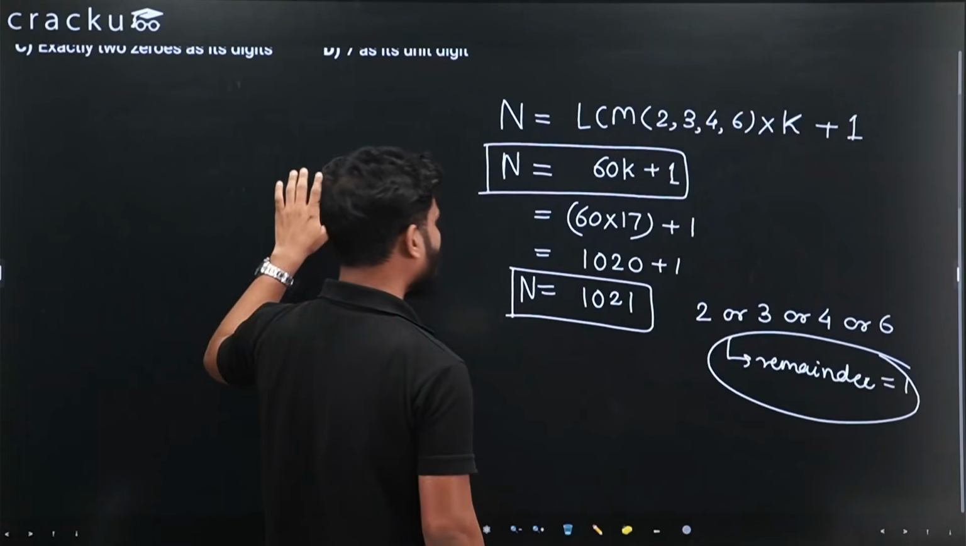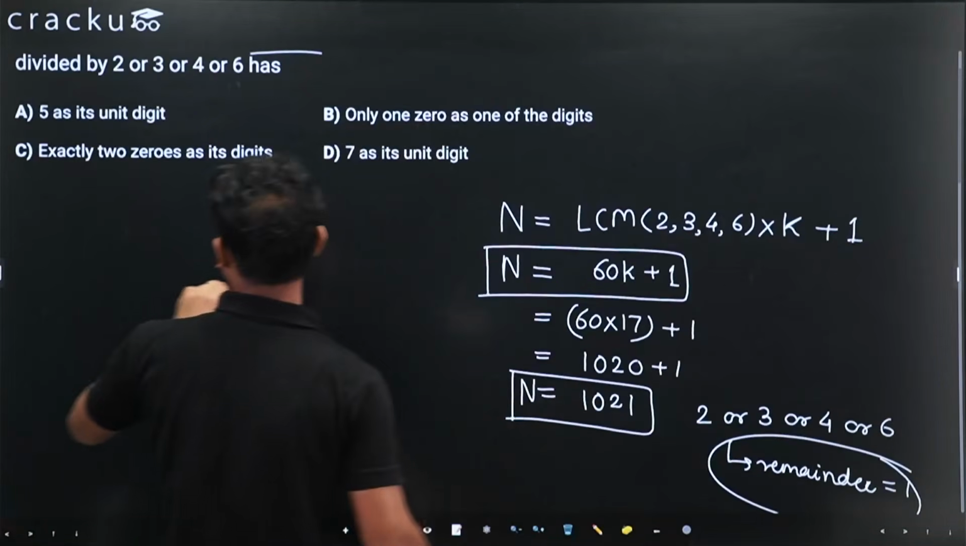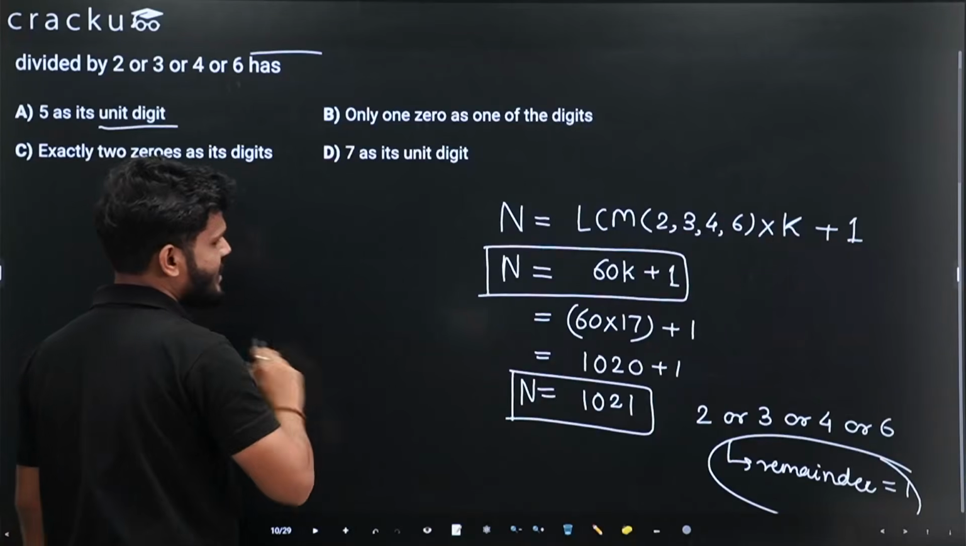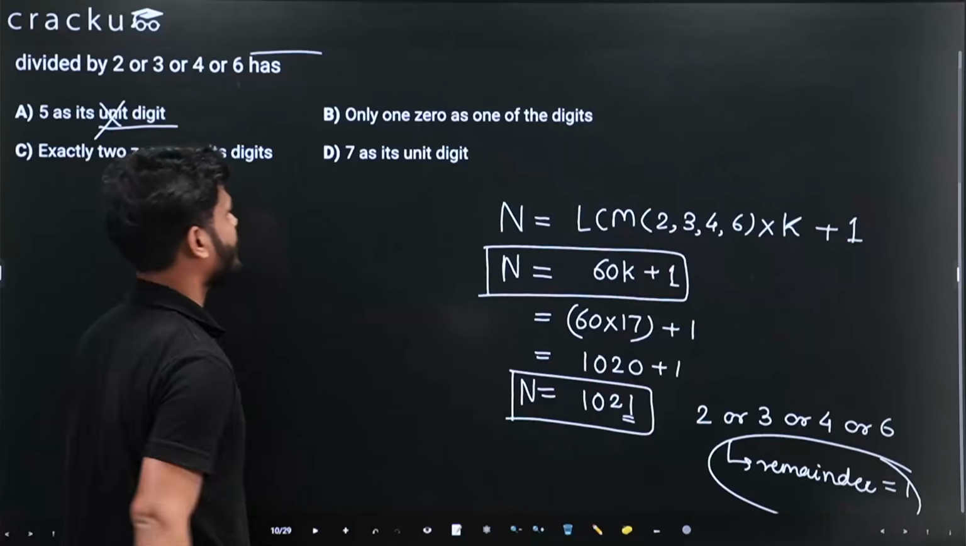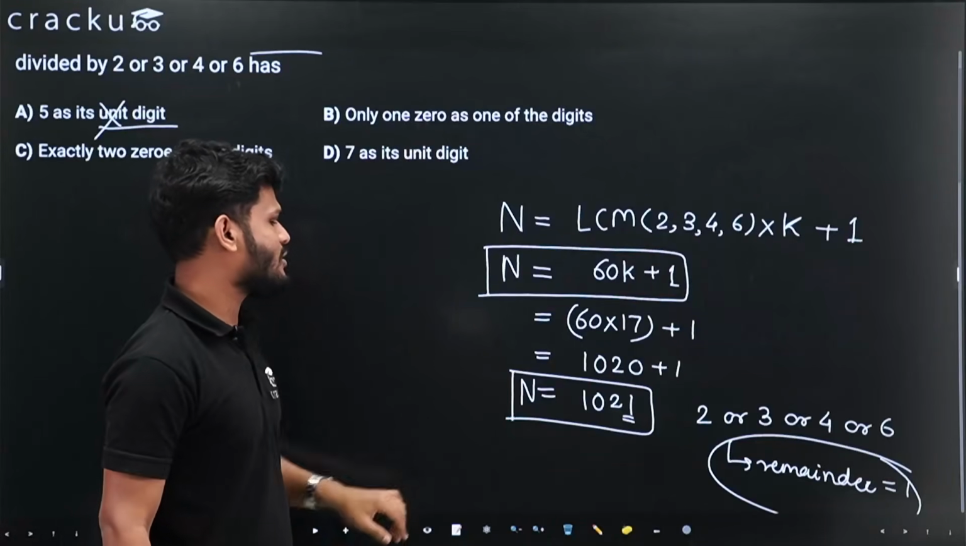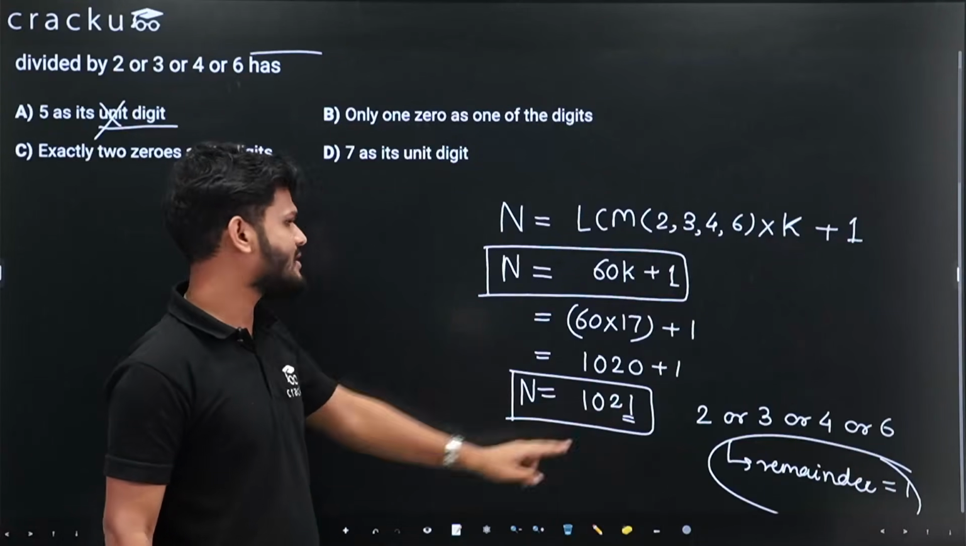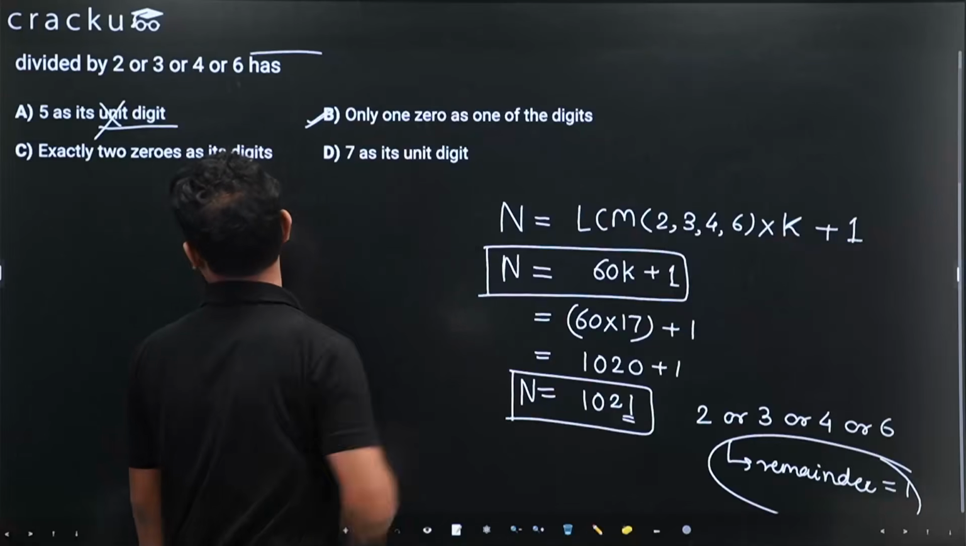Okay. Now let us check the options. So this number has 5 as its unit digit. Does it have 5? No, it has 1. So this option is not correct. Only 1 zero as one of the digits. Yes, it has only 1 zero. So option B is the correct one.